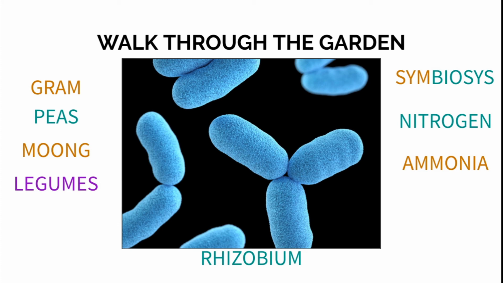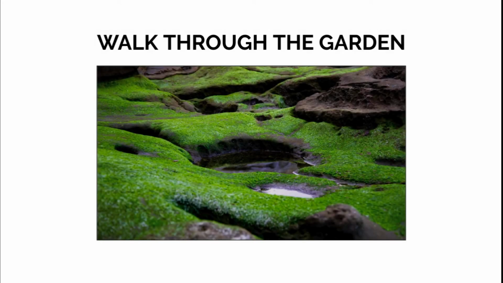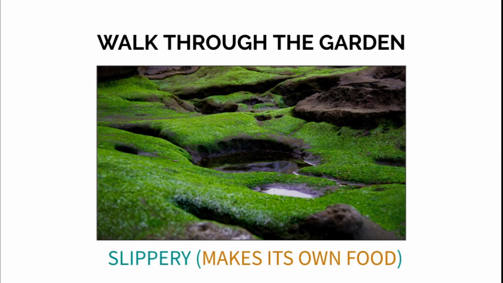Okay, let's walk further. Oh no, you just slipped on a slippery green-like substance and it's hurting very much. So what is this green-like substance? Hint is that this substance makes its own food. So can you guess what is the name of this substance? Yes, this is algae.